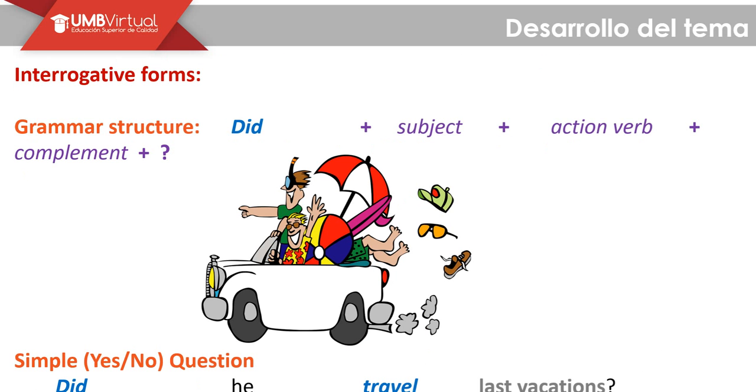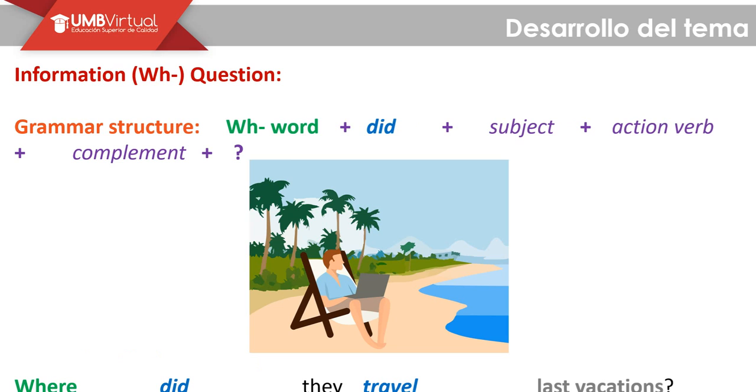For the interrogative forms or the grammar structure, according to that, we have the use of did plus subject plus the action verb plus complement. Since we have did as well in the questions, that's important to just be very careful according to the use of this verb, which has to be in present. Did he travel last vacations? For information WH questions, we have the WH word, did plus subject plus action verb plus complement and the question mark. So where did they travel last vacations? We are just adding the WH word.